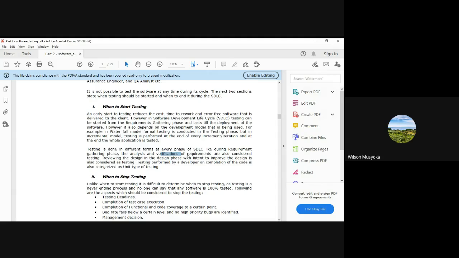because if you don't get the right requirements, it is most likely that you are going to develop the wrong software and acceptance by the user will be a challenge. So that is how we normally start. That is why we normally start testing at the requirements stage.